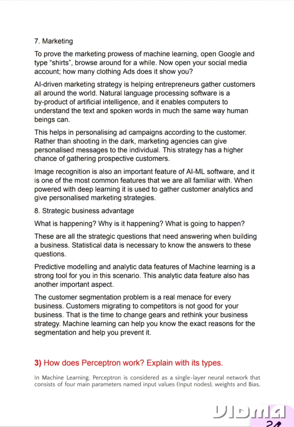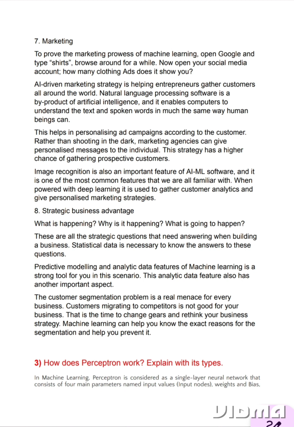This analytic data feature also has another important aspect. The customer segmentation problem is a real menace for every business. Customers migrating to competitors is not good for your business. That is the time to change gears and rethink your business strategy. Machine learning can help you know the exact reasons for the segmentation and help you prevent it.